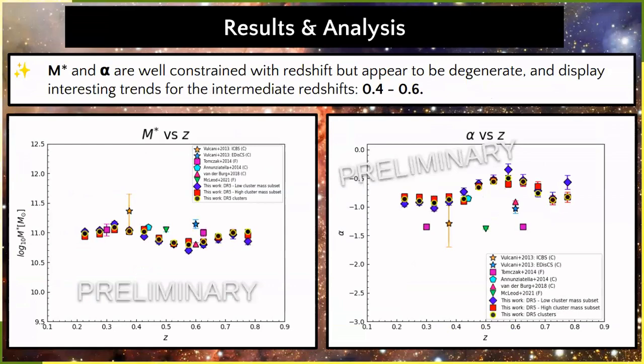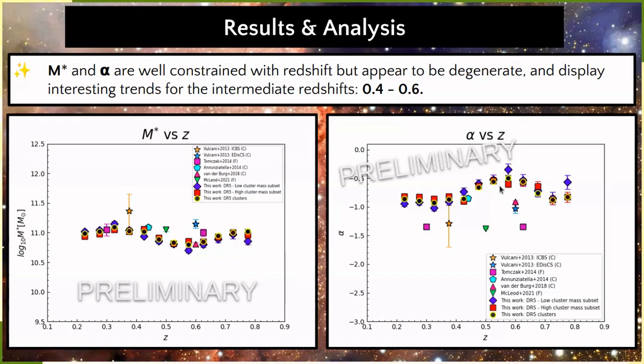Looking at the time evolution of the characteristic stellar mass and low mass slope, we observe that these parameters are well constrained with redshift. A clear and obvious trend is observed in the mid-redshift bands. I think that's pretty obvious in both plots, from redshift of 0.4 to 0.6, where M star is seen to have a slight decrease or dip, while alpha becomes less negative, or shallower, or flatter.